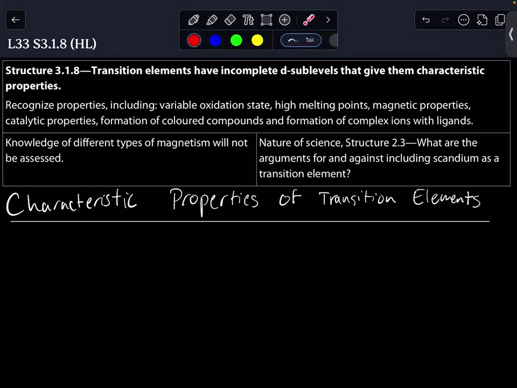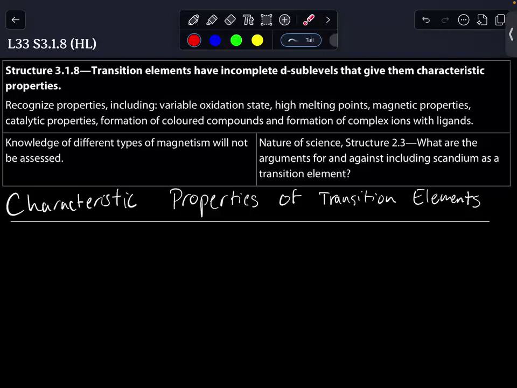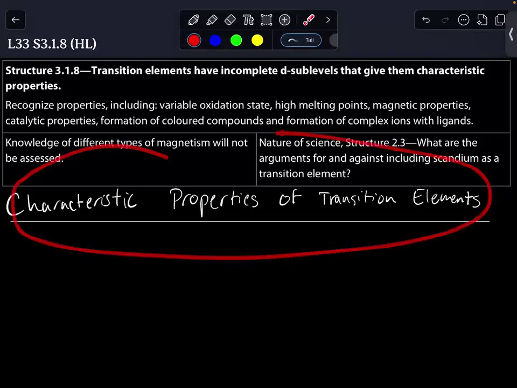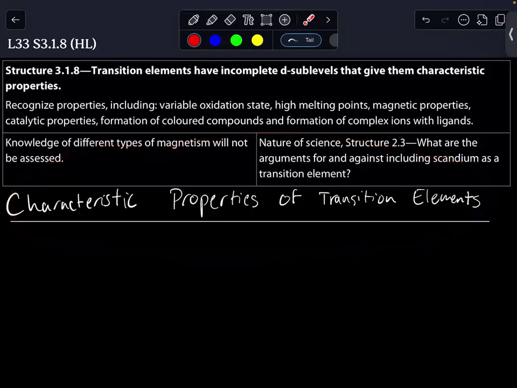In this lesson, we're going to be going over transition elements, talking about how their incomplete D sublevels give them their characteristic properties. So by the end of this, we'll be able to recognize properties including variable oxidation states, high melting points, magnetic properties, catalytic properties, and formation of colored compounds by forming complex ions with ligands. So that's everything we're going to be covering in this lesson. There's far more detail on it that will appear later as we talk more about this after bonding. But until we go through bonding, we're only just going to recognize the properties.